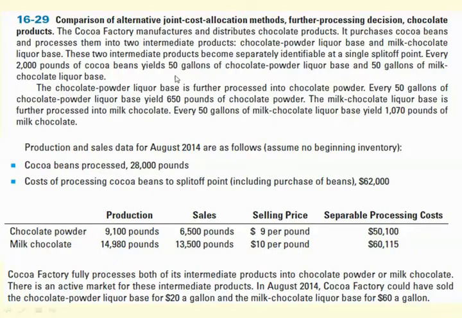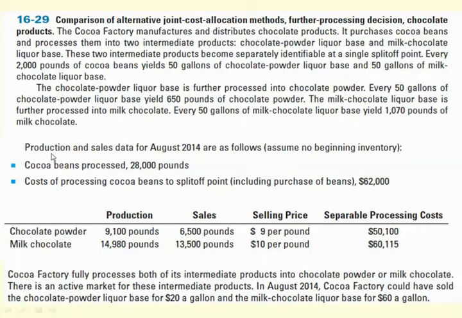In the further processing, 50 gallons of chocolate powder liquor base, the intermediate product, yield 650 pounds of chocolate powder, which is our final product. So each 50 gallons of intermediate product number 1 results in 650 pounds of final product number 1. And also, each 50 gallons of milk chocolate liquor base, our second intermediate product, results in 1,070 pounds of milk chocolate, which is our second final product.